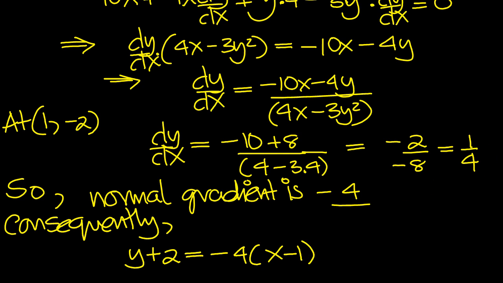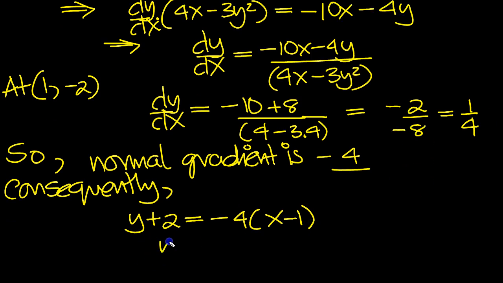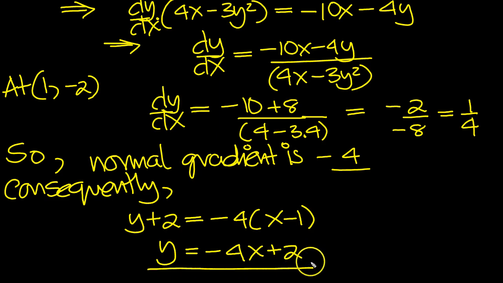So there's the equation. We can tidy it up if we want to, so we could write y equals minus 4x, then minus times minus is plus 4, move this over as minus 2, 4 minus 2 is 2, so y equals minus 4x plus 2.